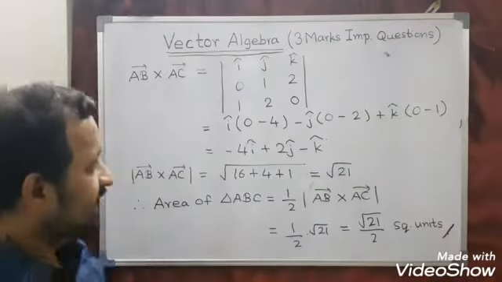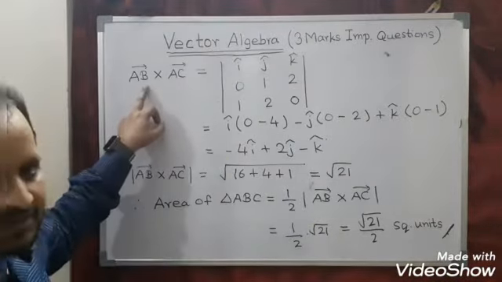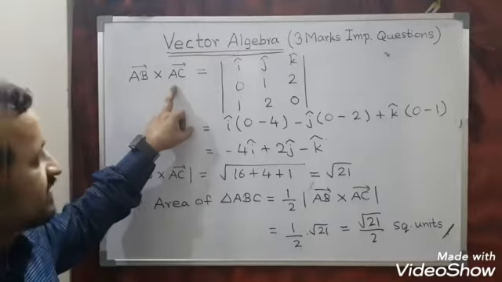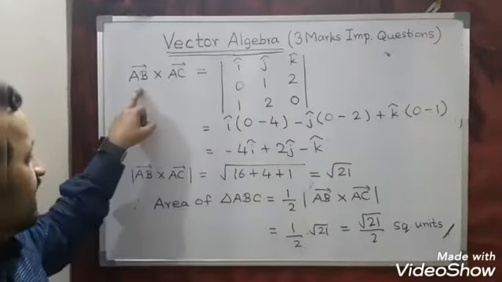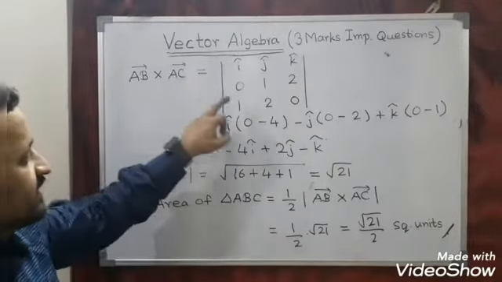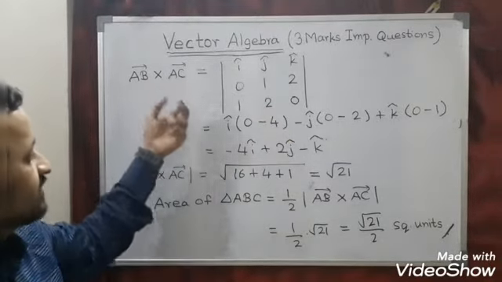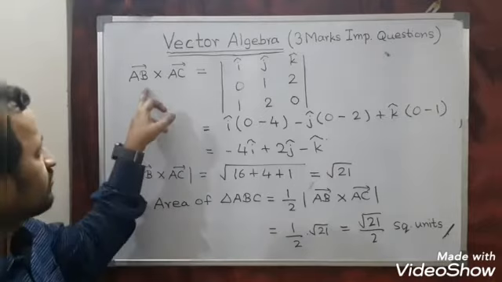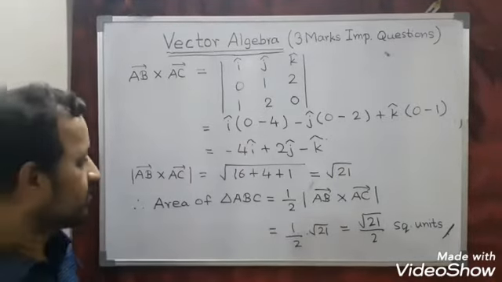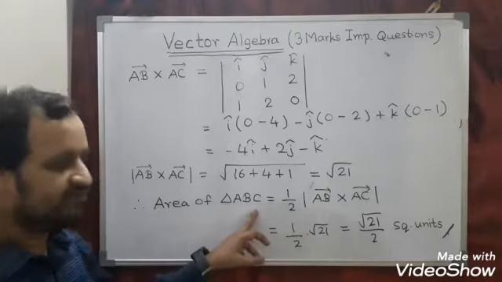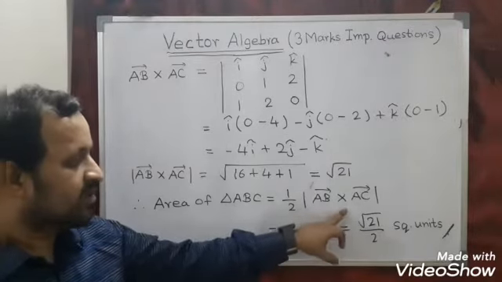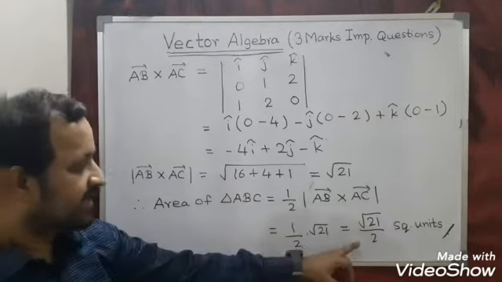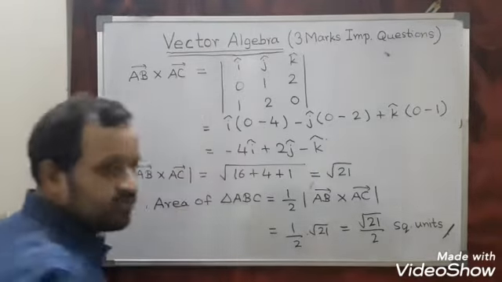See what we have done: A, B and C are given. So find the AB vector, find the AC vector, take the cross product. The cross product is nothing but the determinant of i, j, k. The AB vector is 0, 1, 2. The AC vector is 1, 2, 0. So finally you will get AB cross AC vector as minus 4i plus 2j minus k. Then find the magnitude of this vector, which comes to be root 21. So the area of triangle ABC formula is half into AB cross AC. There are other formulas also, but I am using this formula to find the area of triangle ABC. So finally you will get the answer as root 21 by 2 square units.